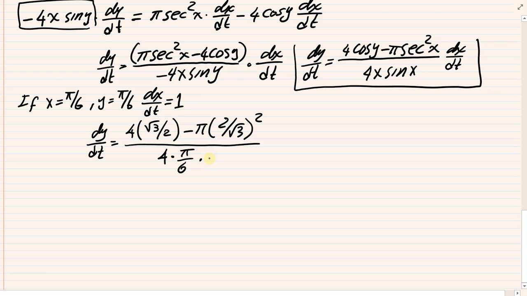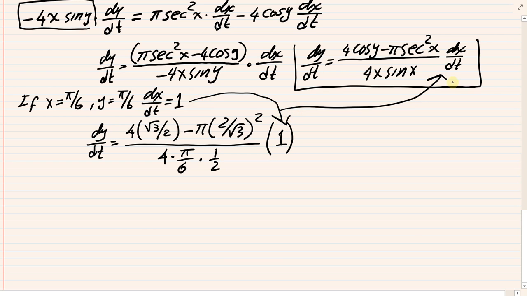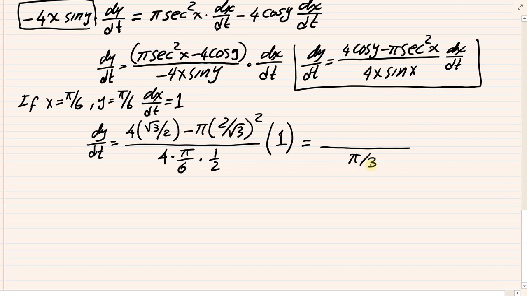And sine y, that would be sine of 30 degrees, which is 1/2. And dx dt is 1, right? That's dx dt. So I didn't forget to multiply it by 1. But it's not going to change the right side, but nevertheless we have to do that. Now let's tidy up this fraction. In the denominator, the easier of the two, well, 2 times 6, 12, 4 divided by 12, that's 1/3, so it's going to be pi over 3, right?